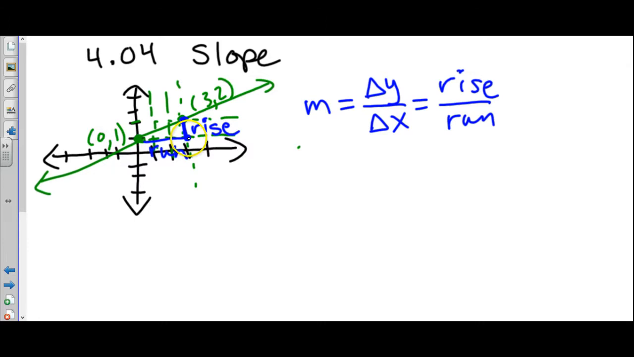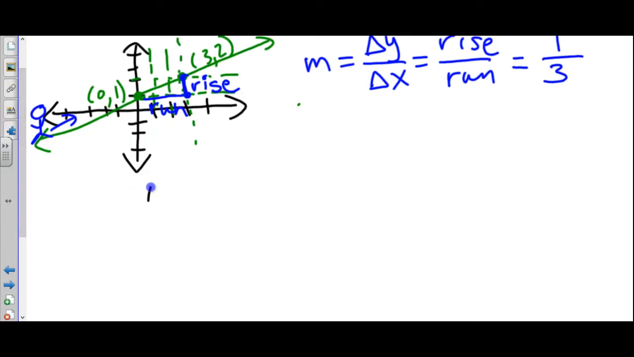So we just need to count. From here to here, I have only gone one space on my grid, so the rise for this particular problem is 1. The run, going left to right, we've gone 1, 2, 3 spaces, so the run is 3. Now since our line is going uphill, we have a positive slope. So I imagine on the left side of my line I have a little guy. If he had to walk, he'd have to go uphill, positive slope.